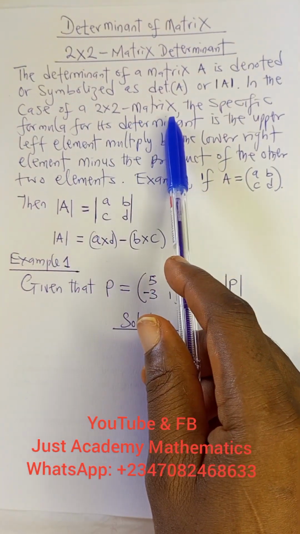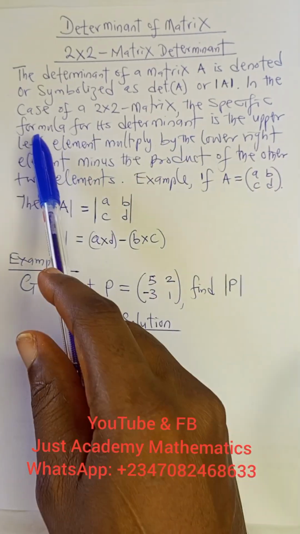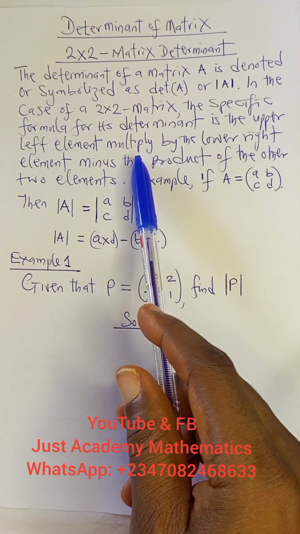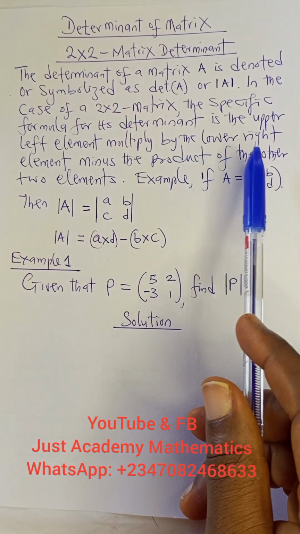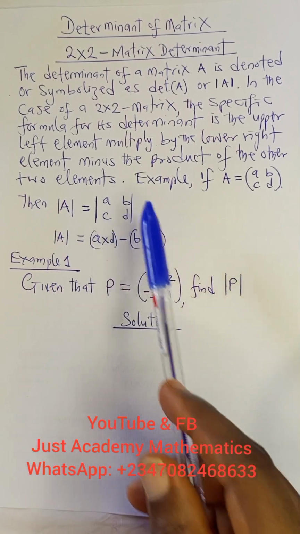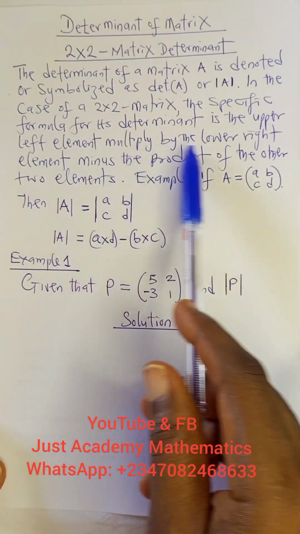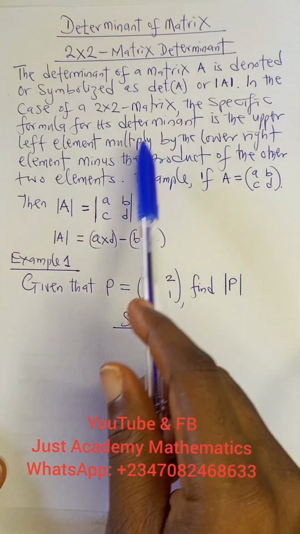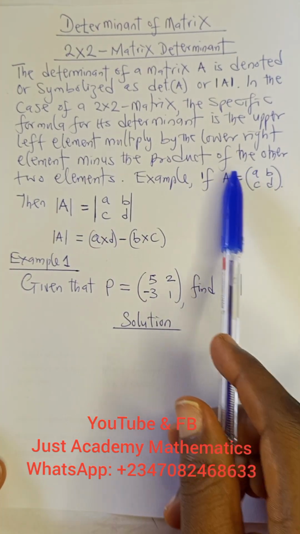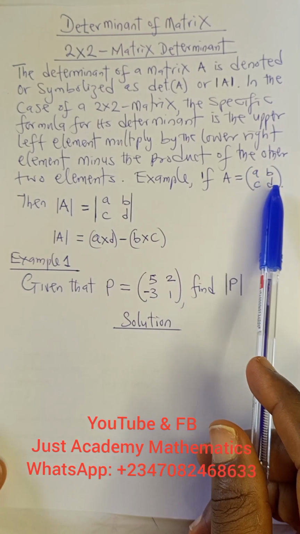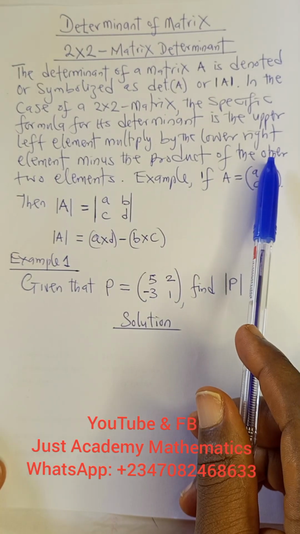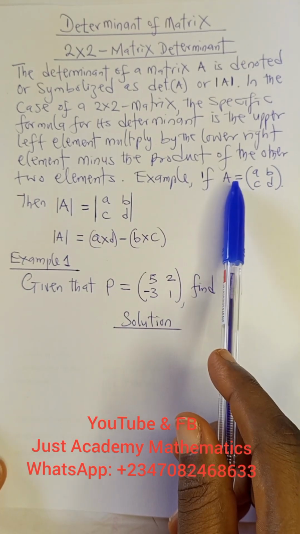In the case of a 2x2 matrix, the specific formula for the determinant is the upper left element multiplied by the lower right element minus the product of the other two elements. By the upper left element, I mean A here. A is the upper left, the lower right is D. So A times D minus B times C. That is the determinant of A.